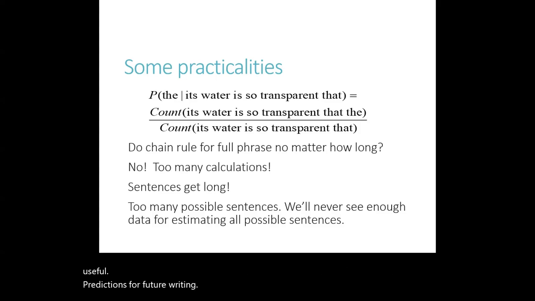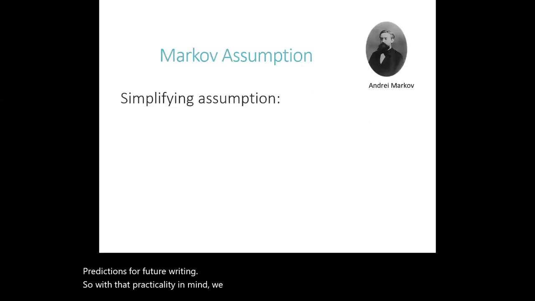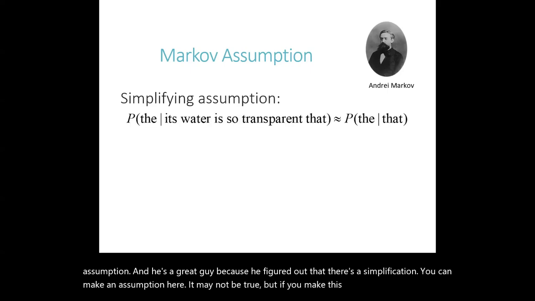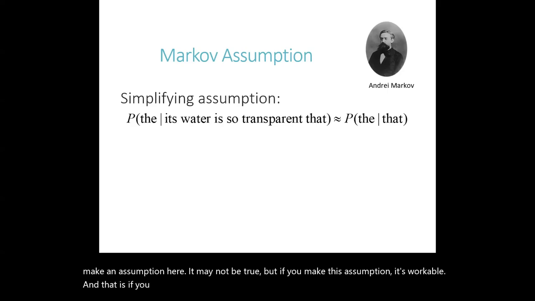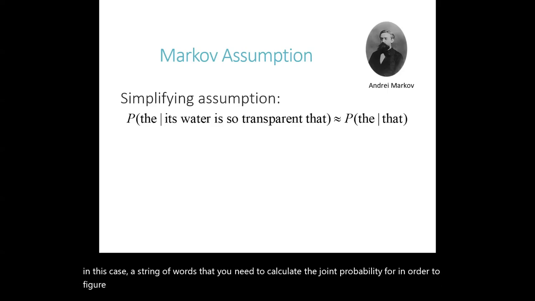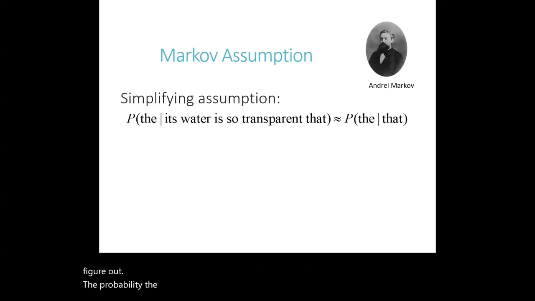So, with that practicality in mind, we can introduce our last concept, which is Markov's assumption. And he's a great guy because he figured out that there's a simplification you can make, an assumption here. It may not be true, but if you make this assumption, it's workable. And that is if you have a lot of factors, a lot of things, or in this case, a string of words that you need to calculate the joint probability for in order to figure out the conditional probability of the next thing, you don't have to do all those calculations.